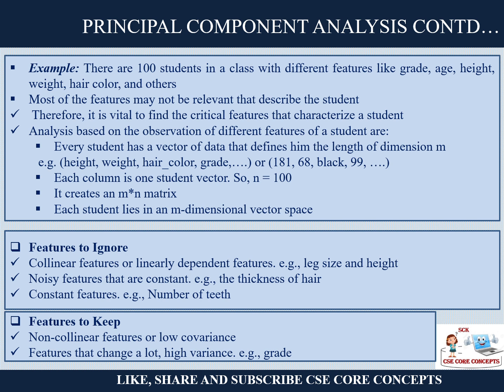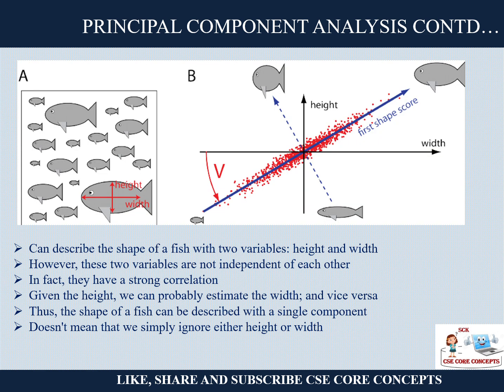So non-collinear features, which have high variance, let's say grade. The grade does not decide the height of the student. So they are non-collinear. Height and the grade of the student are non-collinear. Understood? So let's take the example of this fish.